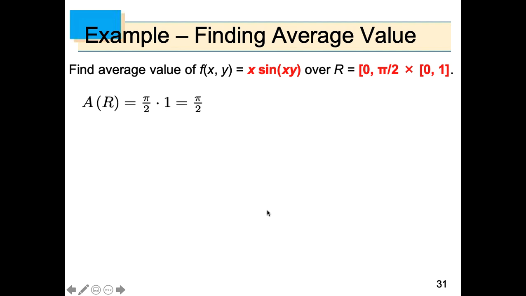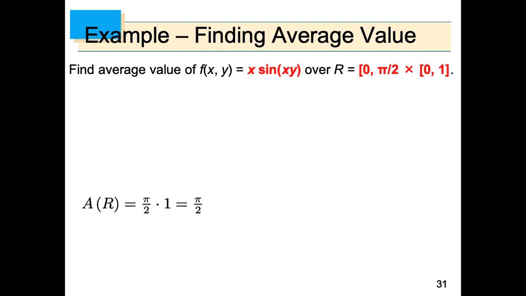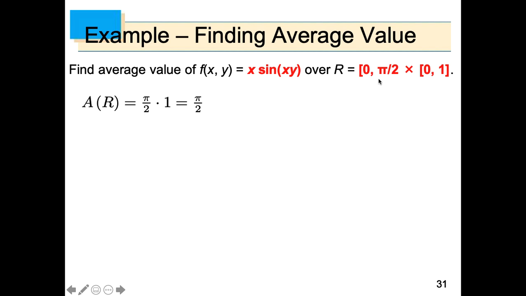Well, my area of the rectangle, I want to start there because again, if I go back to my formula, it's 1 divided by the area of the rectangle times the double integral. So I go ahead and find the area of the rectangle, which is simply the length of this interval, 0 to pi over 2, which is pi over 2, times the length of this interval, 0 to 1, which is 1, which gives me just pi over 2 in this case. And let's go ahead and write that formula out again. Okay, now it's simply going to be 1 divided by pi over 2 times the double integral of my function on this rectangle.